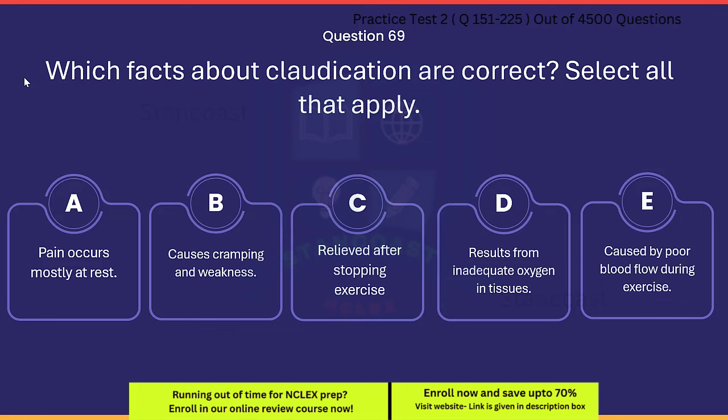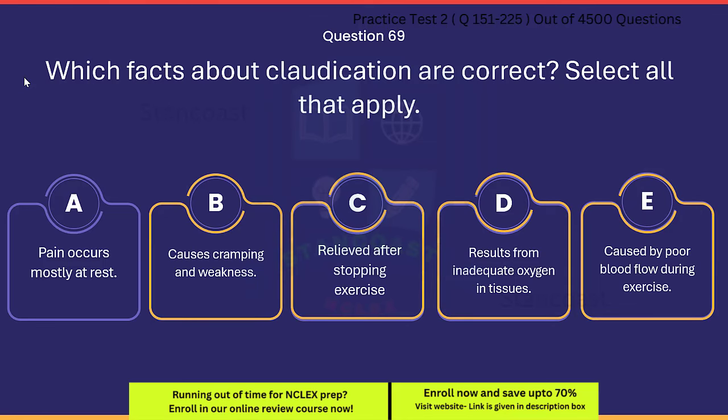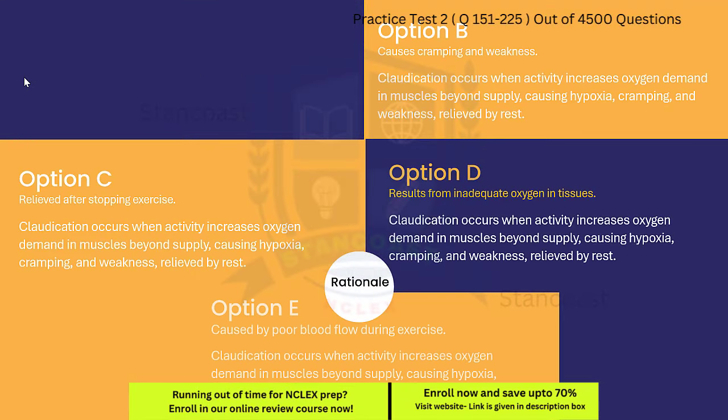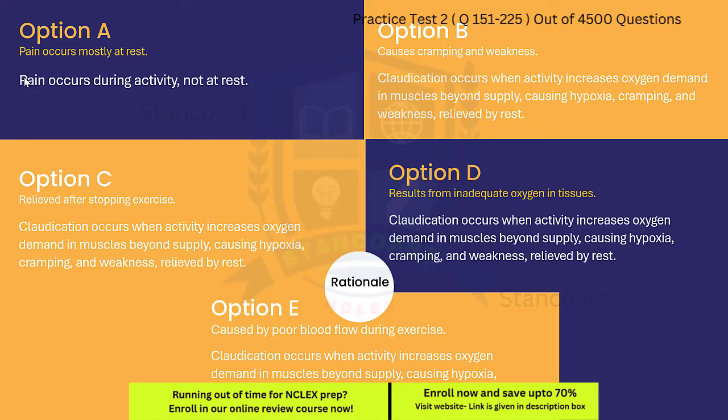The correct answers are B, C, D, and E. Claudication occurs when activity increases oxygen demand in muscles beyond supply, causing hypoxia, cramping, and weakness, relieved by rest. Pain occurs during activity, not at rest.